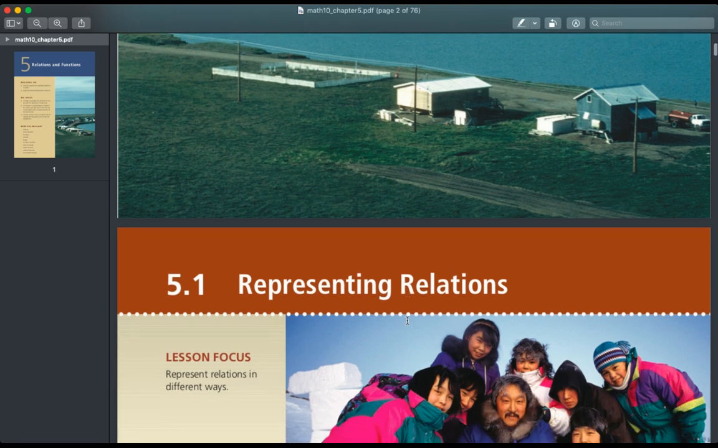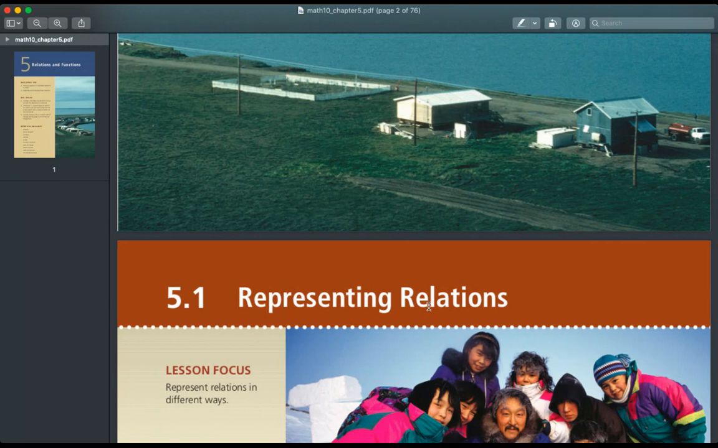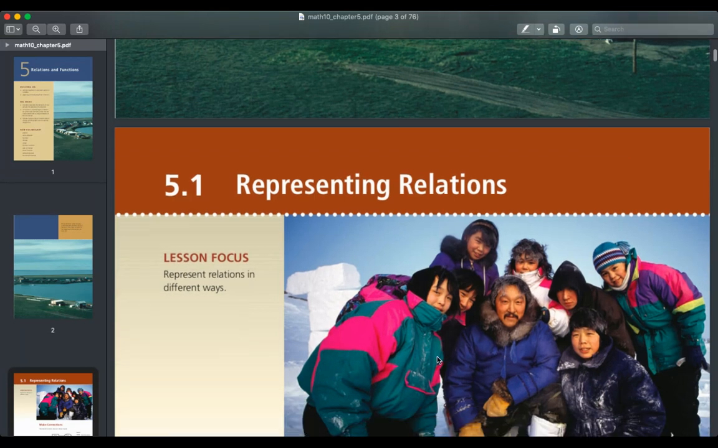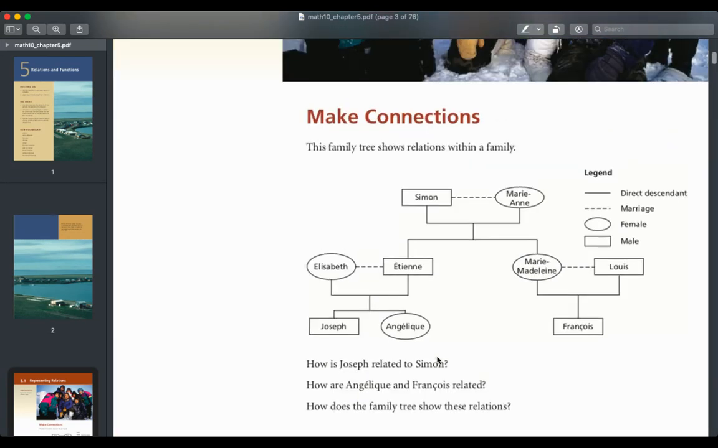Okay, Math 10s. We're going to start up another unit here, working with relations and functions. The first section of this, I think, is fairly straightforward, but just a little bit different or weird. So let me go through it with you and talk a little bit about some of the concepts in it. First of all, what's a relation?